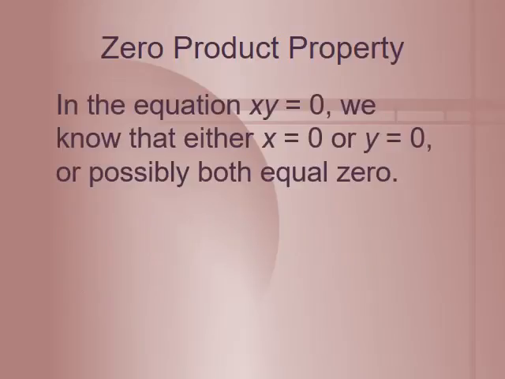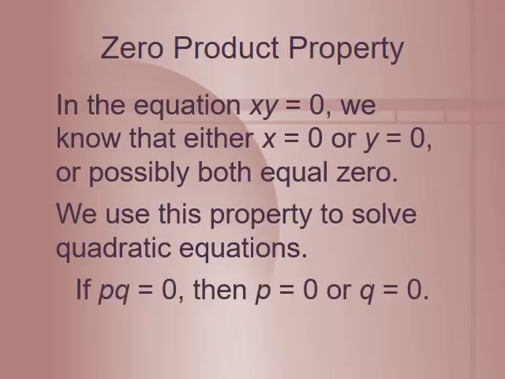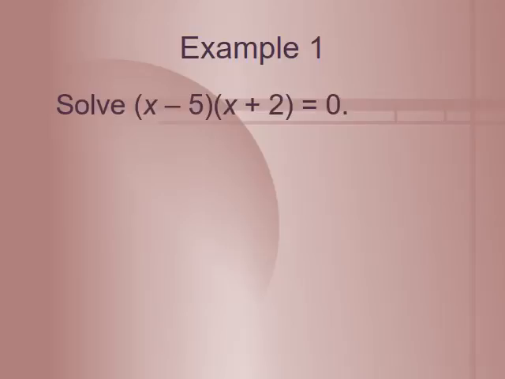The zero product property is where we know that if x times y equals 0, then either x or y has to equal 0, and maybe both of them equal 0. And we'll use that property to solve quadratic equations. So we know that if p times q equals 0, then p or q will have to equal 0. Let's look at our first example here.